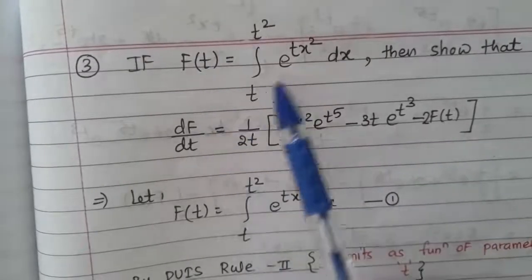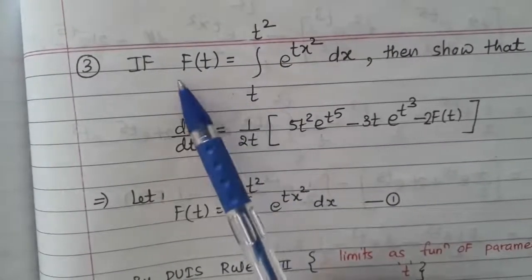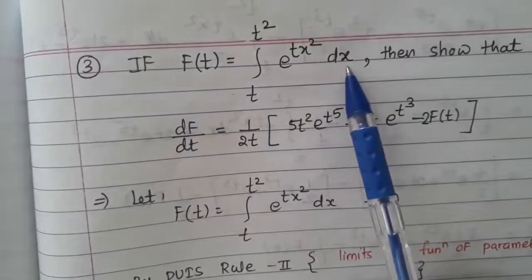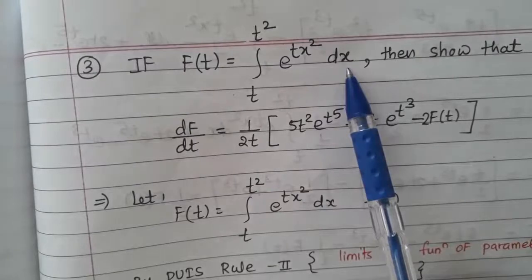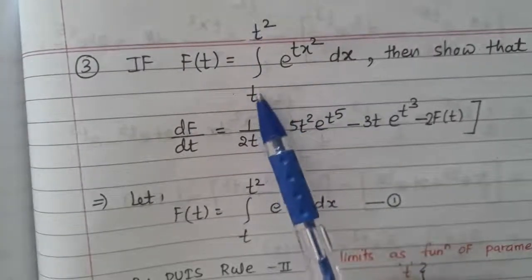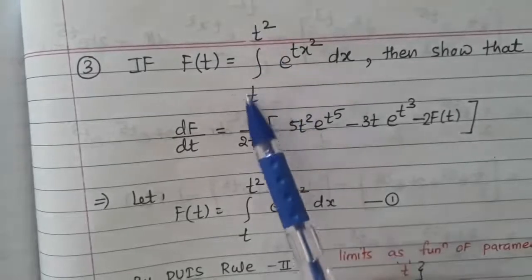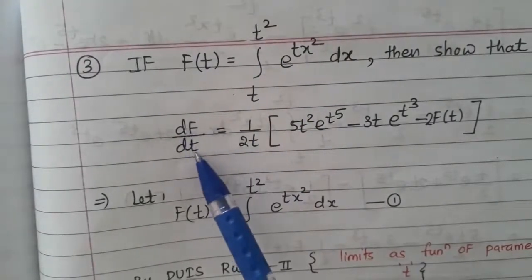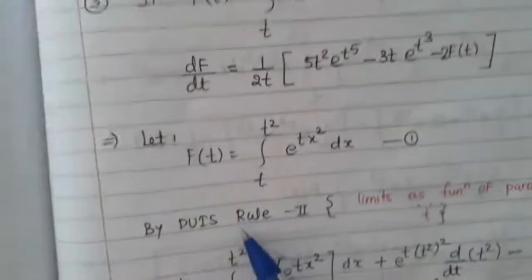If you observe, again here the notation is different. Instead of x, f of t is there, and this function is to be integrated with respect to x. So x is the variable, and t is the parameter, and if you observe, these are the limits as a function of the parameter t. So to find this df upon dt, apply DUIS rule 2.